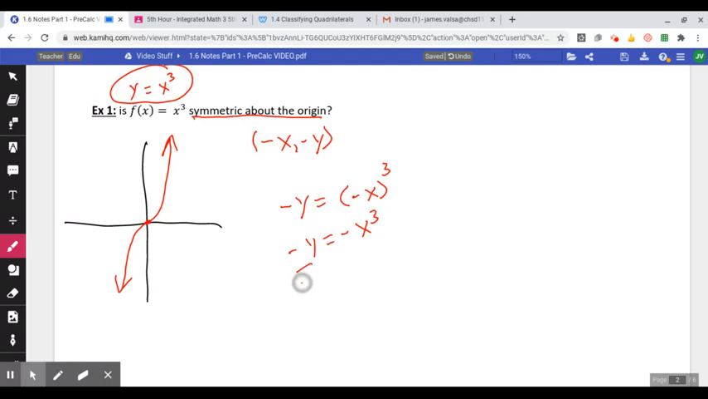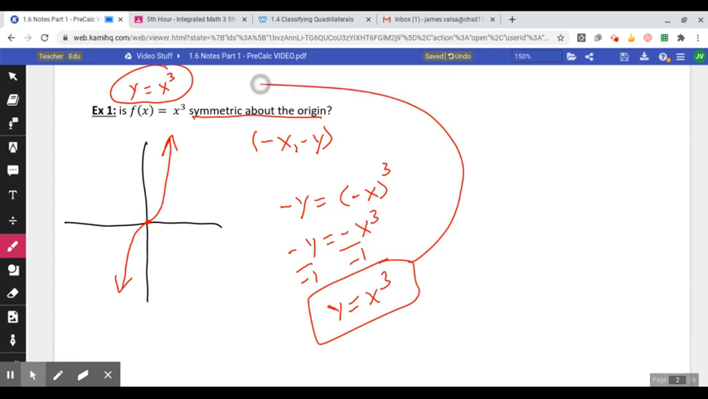However, we can divide each side by negative 1 here, and we find y is equal to x to the third power to be the result when we substitute in negative y and negative x. And take a look at this equation and the one we started with. Did you notice that they're exactly the same? So that tells us that algebraically, this function is symmetric about the origin.